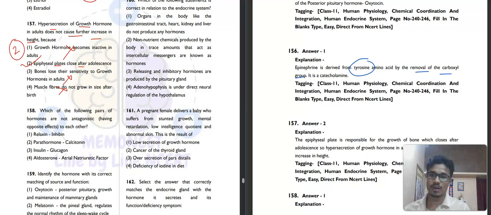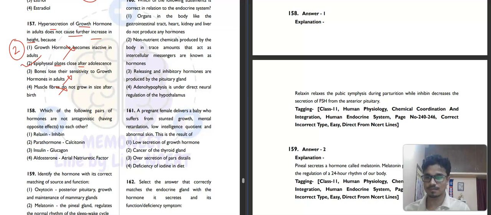And which of the following pairs of hormones are not antagonistic, having opposite effect to each other? Relaxin and inhibin. Then what are the other options? Parathyroid and calcitonin, they have opposite effects. Insulin and glucagon, insulin decreases the blood sugar, glucagon increases the blood sugar. Then aldosterone and ANF, both are antagonistic to each other. They have vice versa action, so we can call this antagonistic.